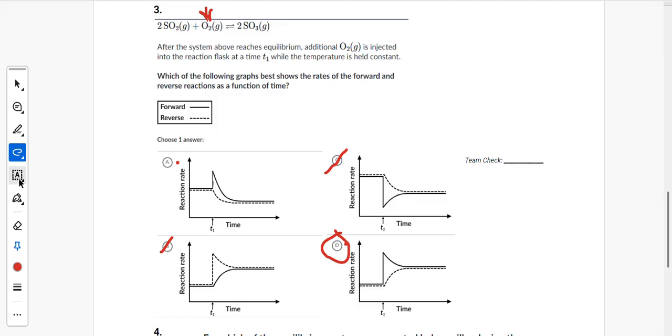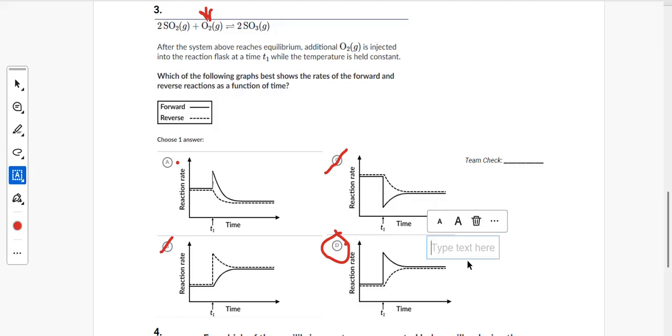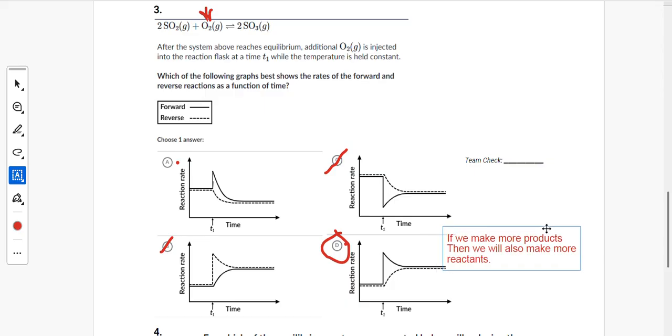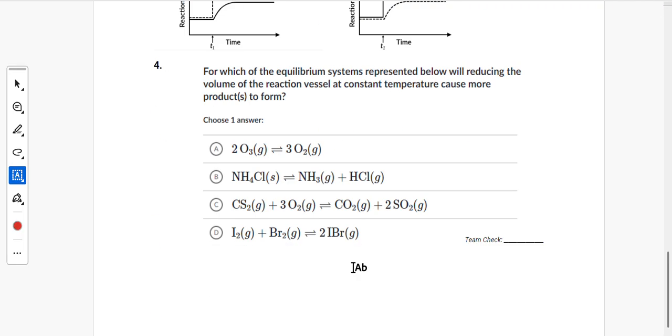Really quickly, if we make more products, then we will also make more reactants. And that's why the answer is D there.